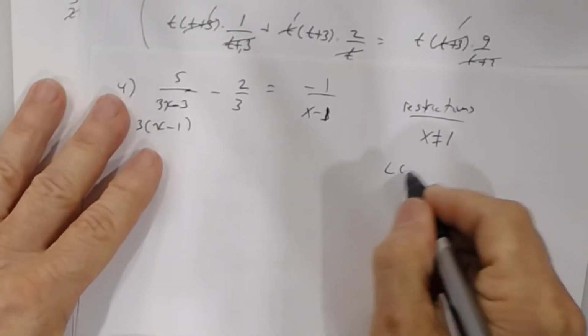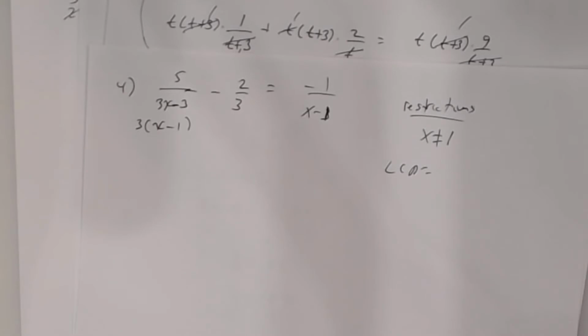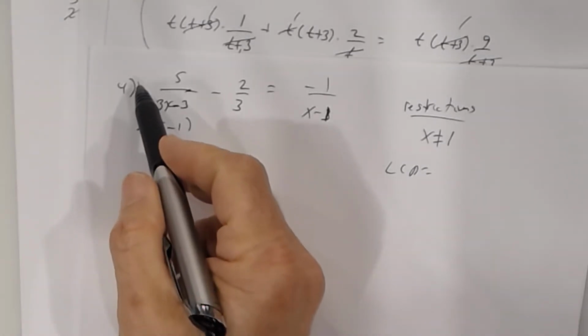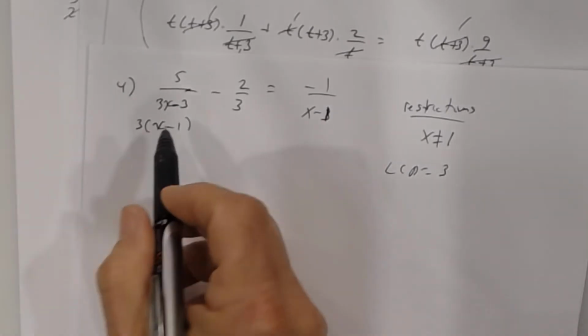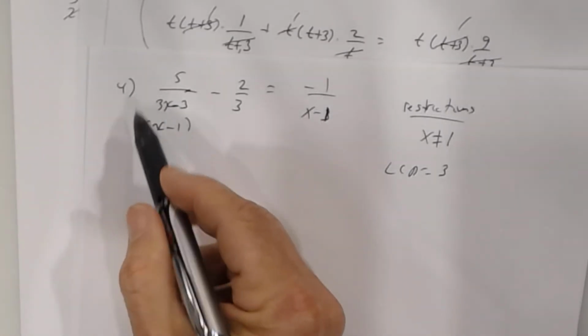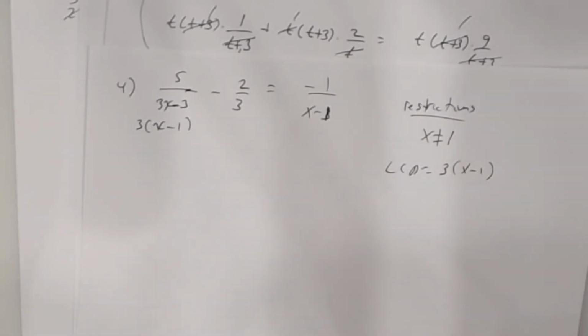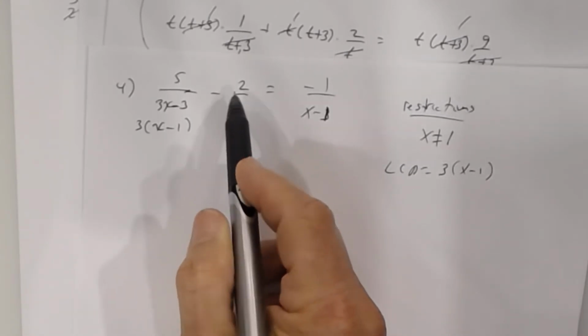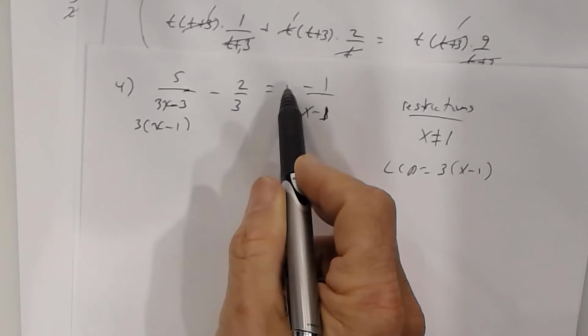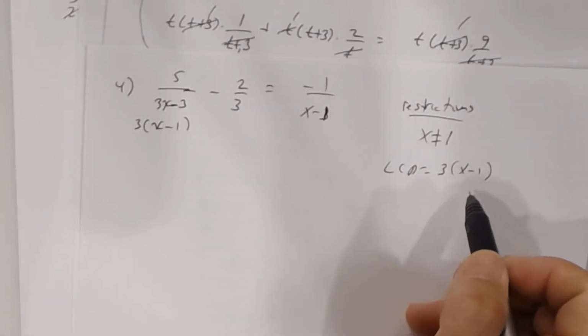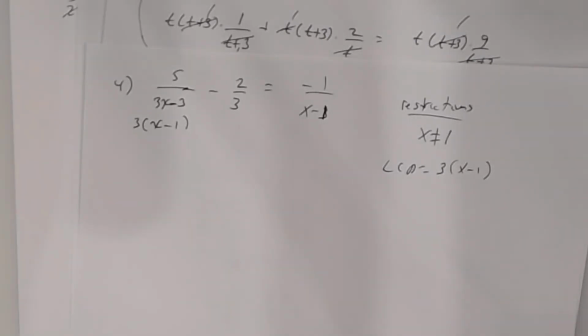Okay. Now, let's talk about the LCD. Remember a while ago we said the LCD has to include every factor you see. And it makes sense because if I want this 3 right here to be a 1, that means I got to multiply by what? 3. So I need 3 as one of my factors. My next factor is x minus 1. So if I want this to be a 1, I have to also multiply by what? X minus 1 in parentheses. My next factor is a 3. If I want this to be 1, I've got to multiply by what? 3, which I already have. My next factor is x minus 1. If I want that to be 1, I got to multiply by what? X minus 1, which I already have. So what's the LCD? 3 times x minus 1. That's your LCD. Now don't distribute. Leave it in factored form. Leave it as 3 times x minus 1.